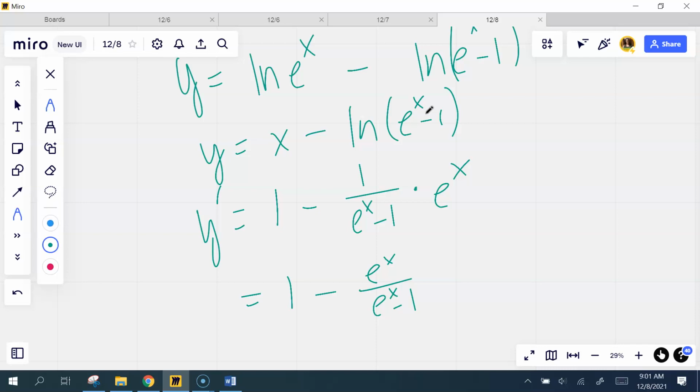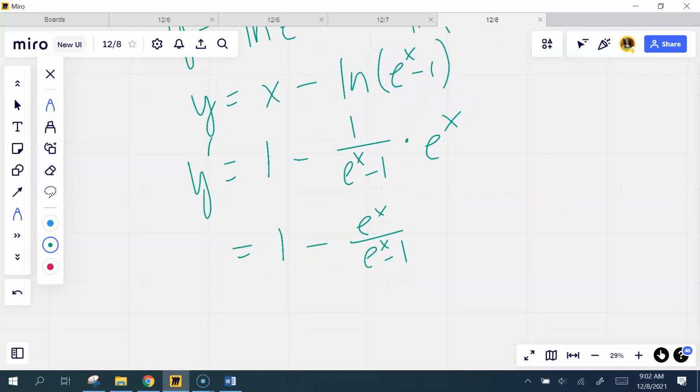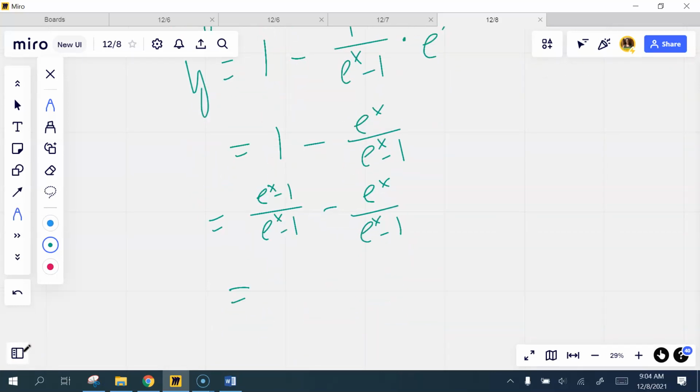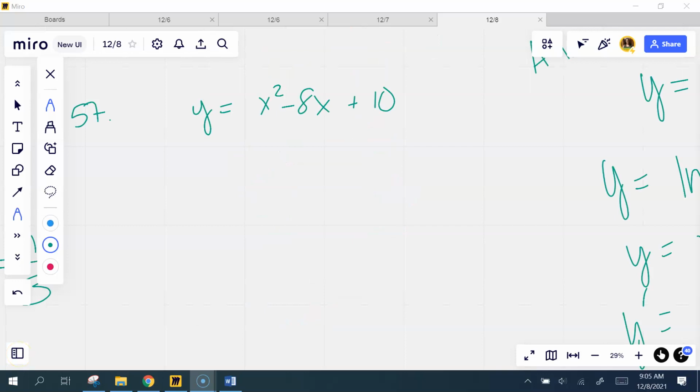So if I'm looking at this one, what number was it again? 9. I don't see an answer that looks like this, right? So let's try to get common denominators and see what happens. Right, so this one's gonna be... This is number 57, by the way.